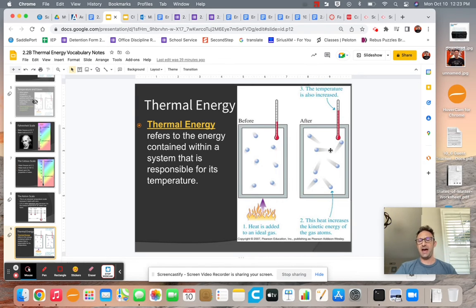And you're going to see that when you increase heat, the temperature increases. And when you increase heat, the thermal energy increases. And when you increase heat, the kinetic energy increases.